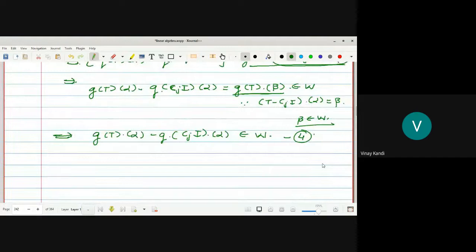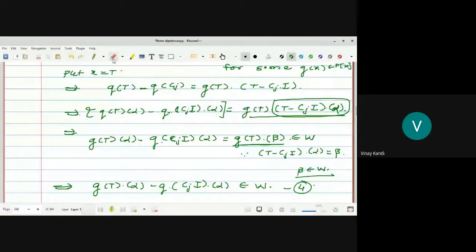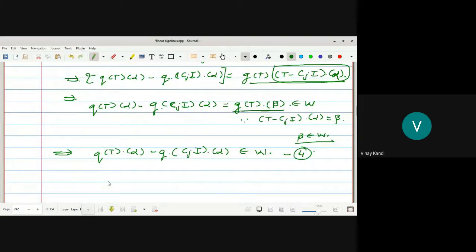Okay, so q of t of alpha minus q of cj into I of alpha belongs to W. Give it as an equation number 4.